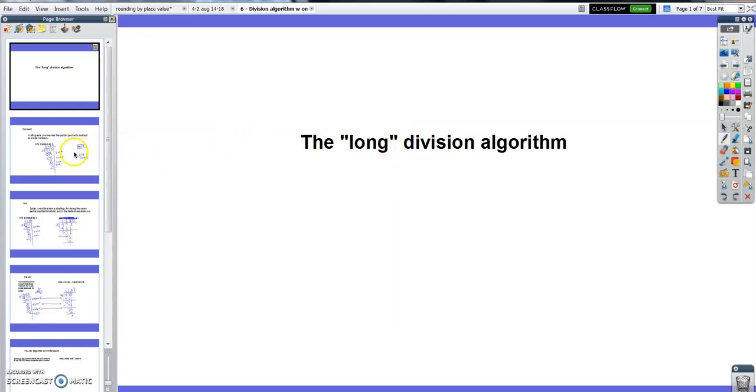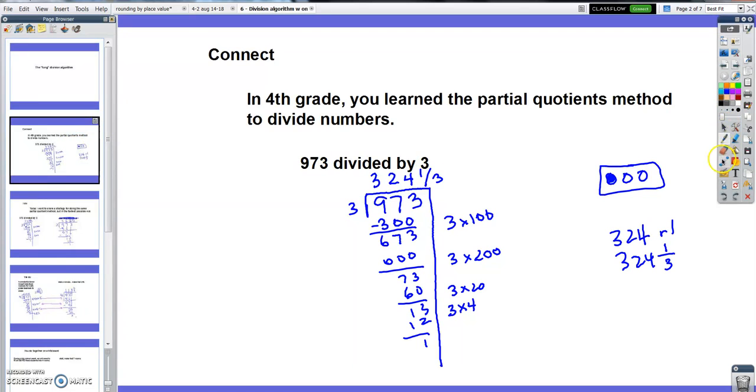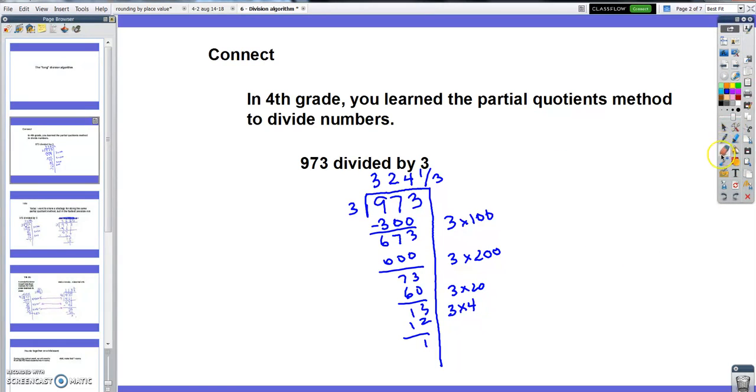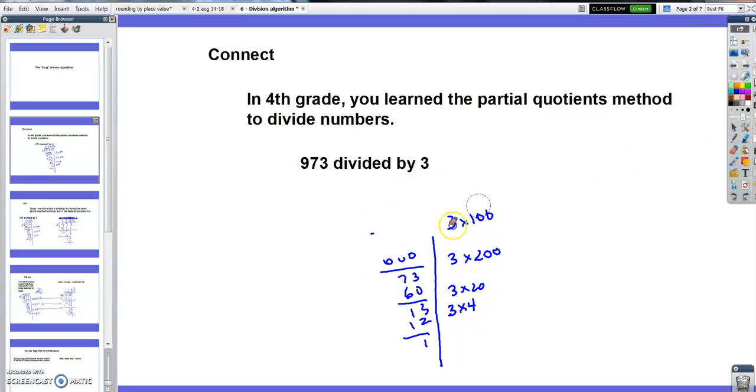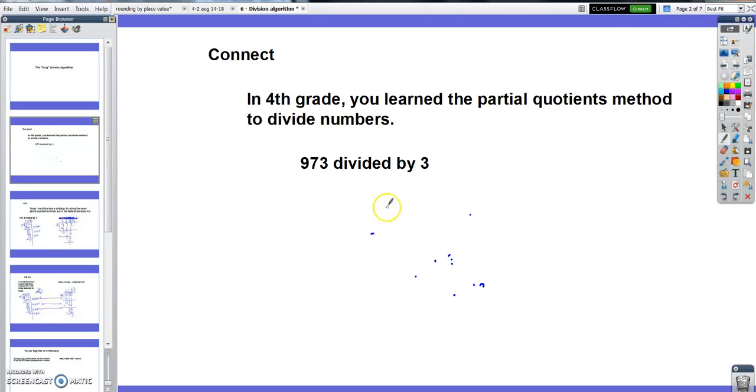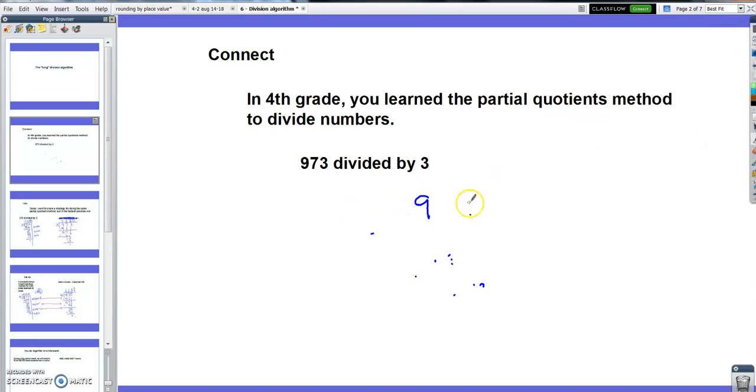So yesterday we worked on problems like this with the long division algorithm. Let me erase this. And so just as a quick reminder of how it worked, if you want to think along with me, this is the partial quotient way I did it 2 days ago. So I set that up like this, right? I did 973 divided by 3.